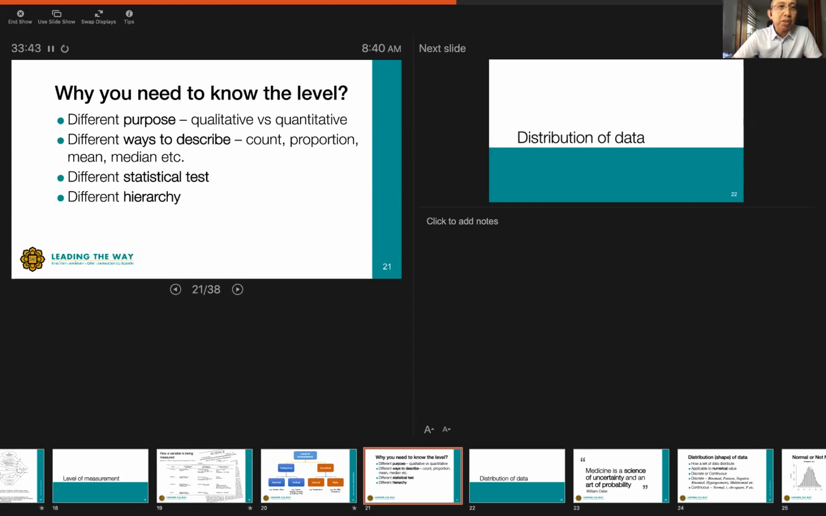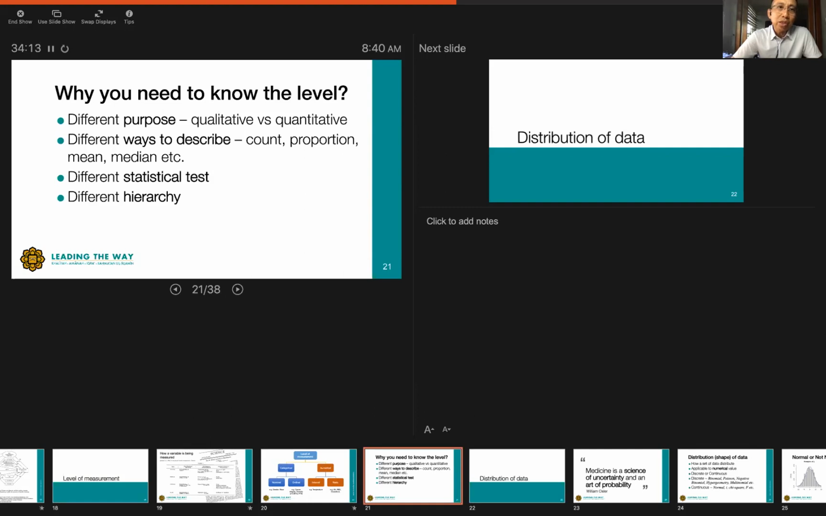Dr. Samsul will talk about that. Different levels have different ways to describe: which one you can only count, which one you can calculate the proportion for, or whether you can calculate the mean. For example, with male and female sex, can you calculate the mean of being male or female? No, cannot. If you give a label like male is 1, female is 0, the mean would be 0 point something, but that is wrong because they are qualitative. You should not use the mean.